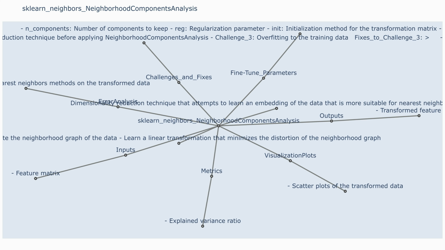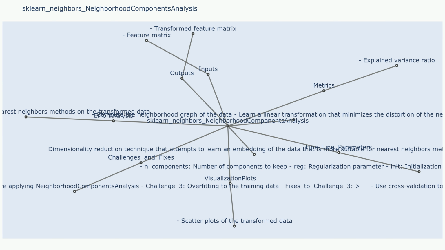sklearn neighbors, neighborhood components analysis. Description: a dimensionality reduction method that learns a projection to a lower dimensional space that preserves the neighborhood structure of the data. It uses a nearest neighbors search to find the neighborhood of each data point and projects the data to a lower dimensional space that minimizes the distortion of these neighborhoods.